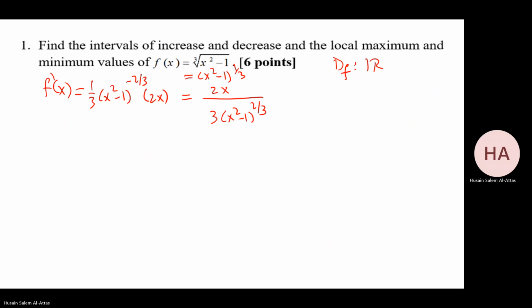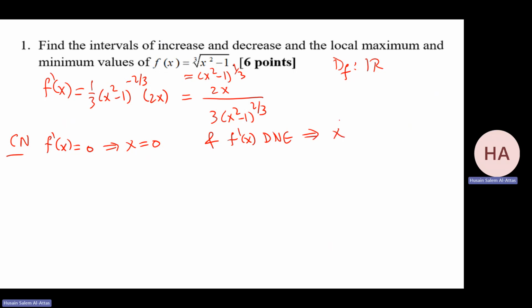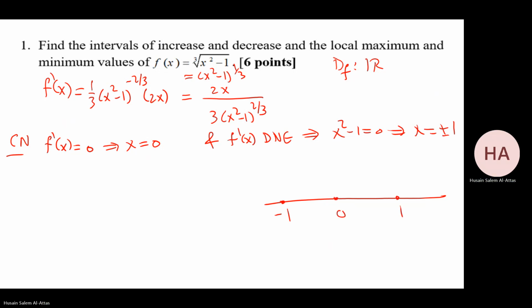Okay. Second, I'll check f prime equals 0. That implies x equals 0. And I will check where f prime does not exist. That implies x squared minus 1 equals 0, so x equals plus or minus 1. Okay, so I'll put the number line with minus 1, 0, 1. And this is f prime. Don't forget, f prime is this.